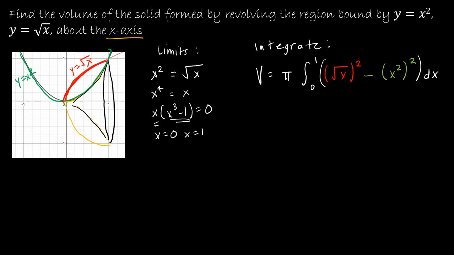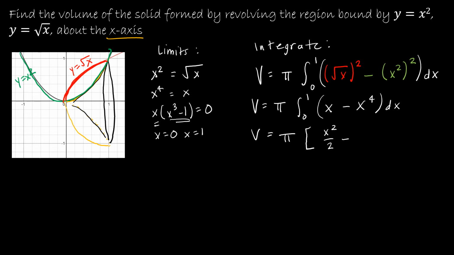So from here it's now just doing the math. So we've done the hard part, I feel like. So now I have the volume equals pi, and then from 0 to 1. If I square the square root of x, I just get x. And if I square x squared, I get x to the fourth. And now I'm going to integrate. So if I integrate x, I get x squared over 2. If I integrate x to the fourth, I get x to the fifth over 5. Again, from 0 to 1.